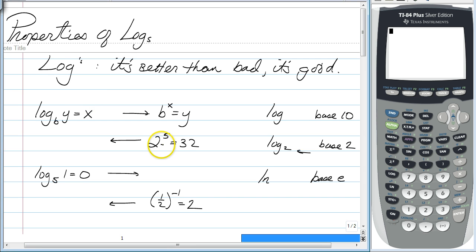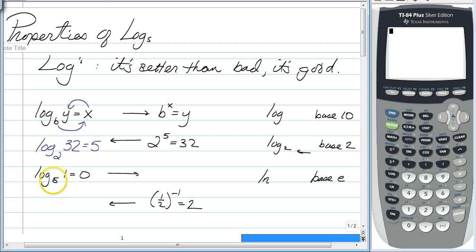So for this one, if we were to write this in log form, it would look like log base 2 of 32 is equal to 5. Okay, if you remember, b to the x is equal to y. So 2 raised to the 5th power is equal to 32. Just make sure you can do it. It's going to be a very good skill to have.